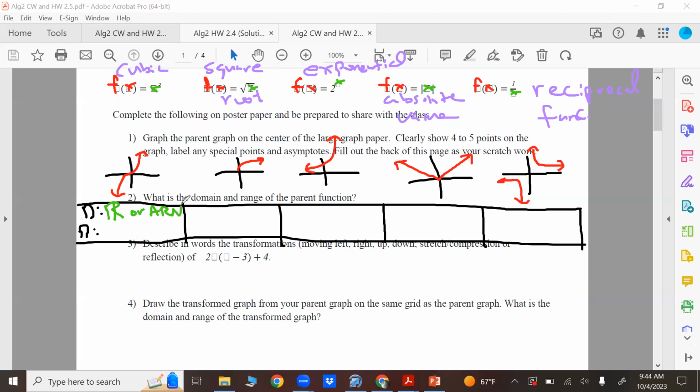Or all real numbers. Okay. What about the range? Range is the y values. So you look at the graph, it goes up forever and goes down forever. And in the middle, it looks like everything's covered, right? So everything for y should be covered. So same thing. The range is all real numbers.